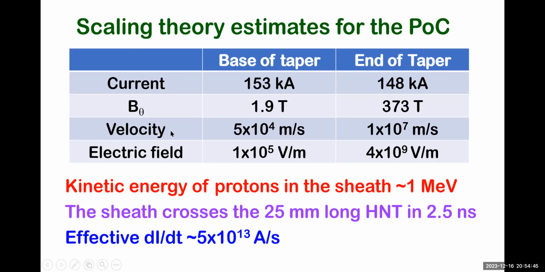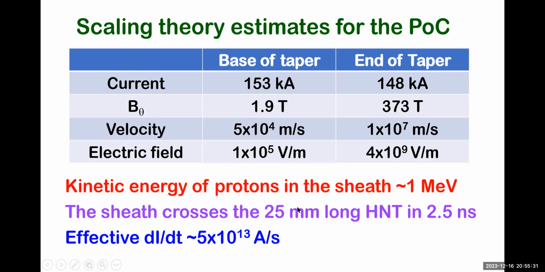The velocity of the sheath calculated, that is, on the surface of the electrode, is 50 kilometers per second at the base of the taper and 1,000 kilometers per second at the end of the taper. The electric field at the surface of the electrode is 100,000 volts per meter at the base of the taper and 4 billion volts per meter at the end of the taper. For this velocity, which is 1,000 kilometers per second, the kinetic energy of protons in the sheath is expected to be 1 MeV.